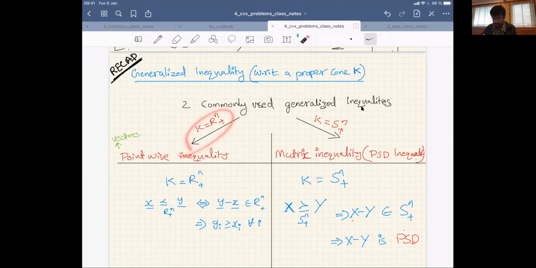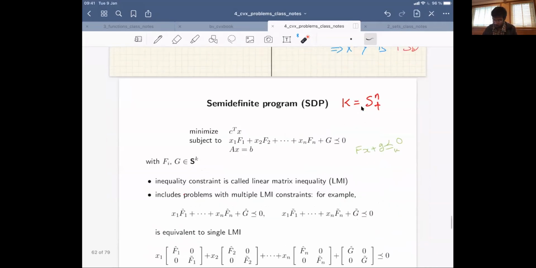So there are at least two famous generalized inequalities where you use this cone and this cone. In this case, this will be a component-wise inequality. In a PSD cone, we will say that x is greater than y when x minus y is PSD. So let's move forward.